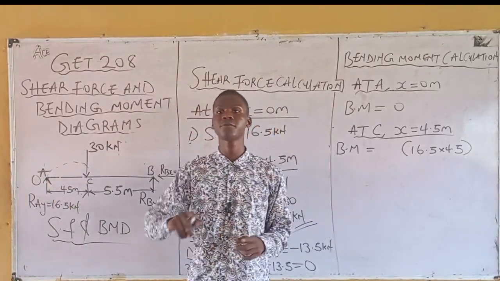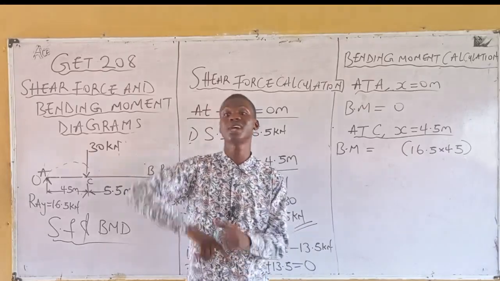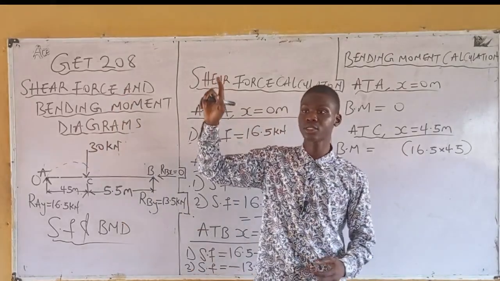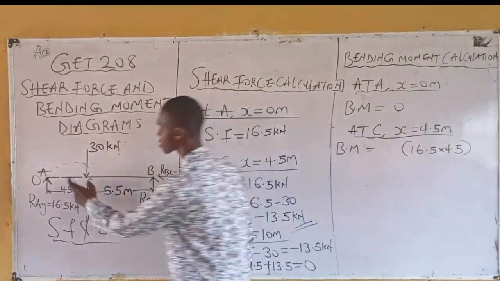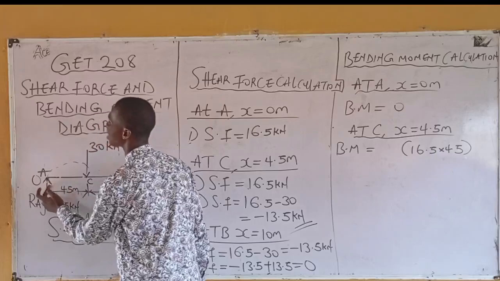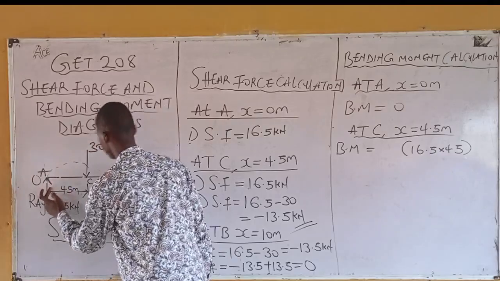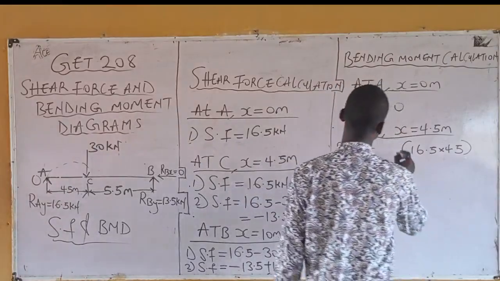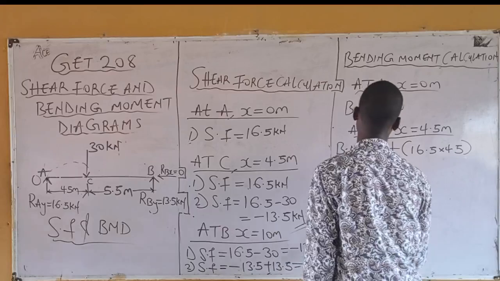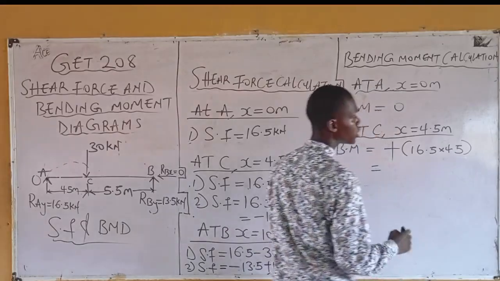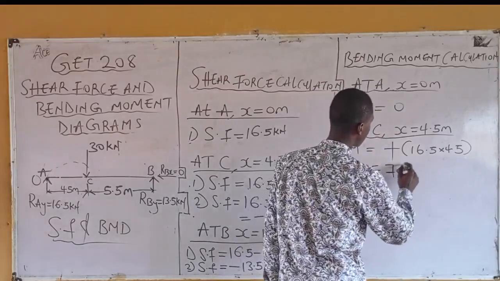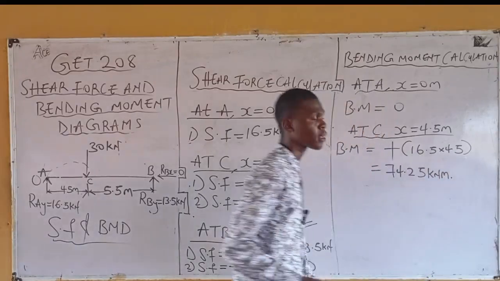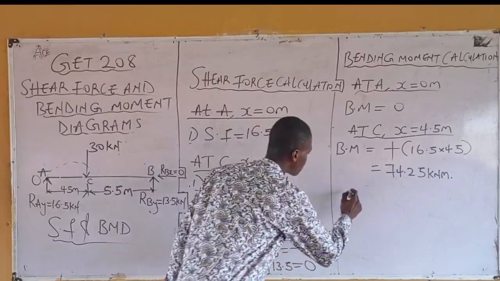Whenever the arrow of your force is going in the direction of your wall clock, it is clockwise. When it is going against it, it is anti-clockwise. So this is clockwise just because I'm going in the direction of my wall clock. So clockwise, positive or negative? Positive. So input this. What's your value? 74.25 kilonewton meter.